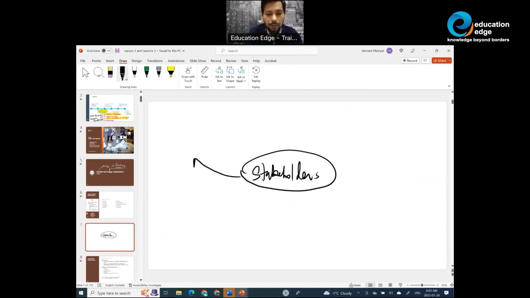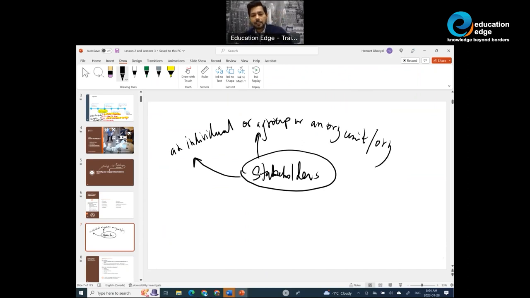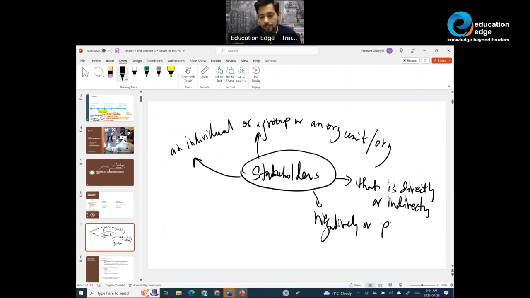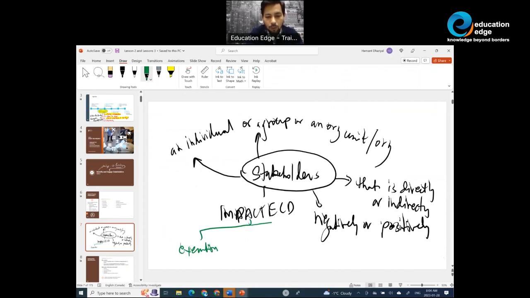Stakeholders could be an individual. Stakeholder could be a group, or an organization unit, or sometimes the entire organization, that is directly or indirectly, negatively or positively impacted. Impacted by what? Impacted by the execution or outcome of your project.